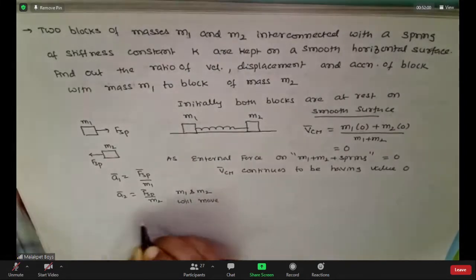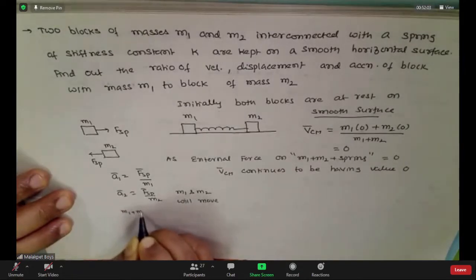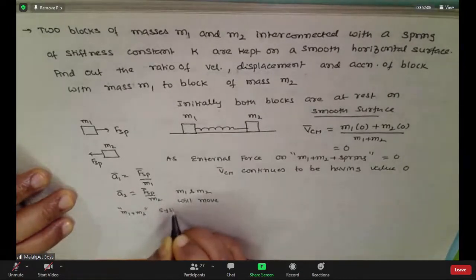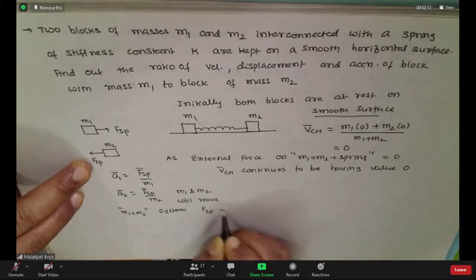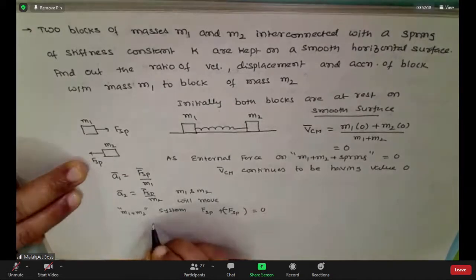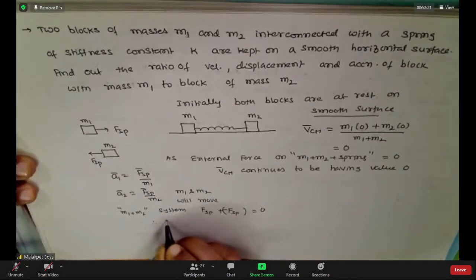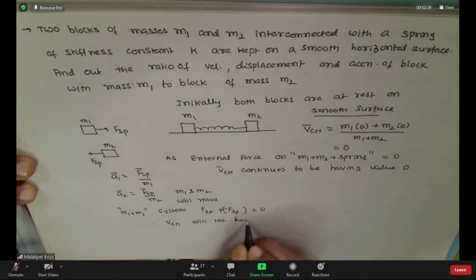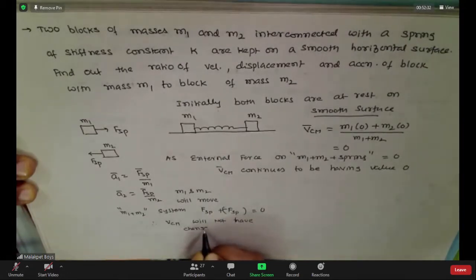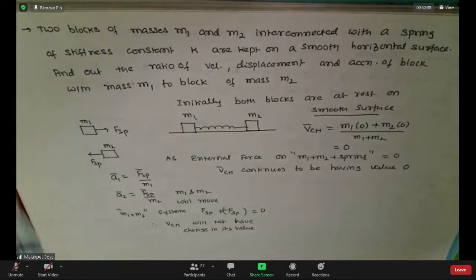But if you take the M1 plus M2 system, what is the total force here? Spring force will be 0, no? Total 0, F_sp minus F_sp. Therefore, VCM will not change. Center of mass will not move. Understood this? Clear or not? So individual particles may move, but the center of mass remains constant.